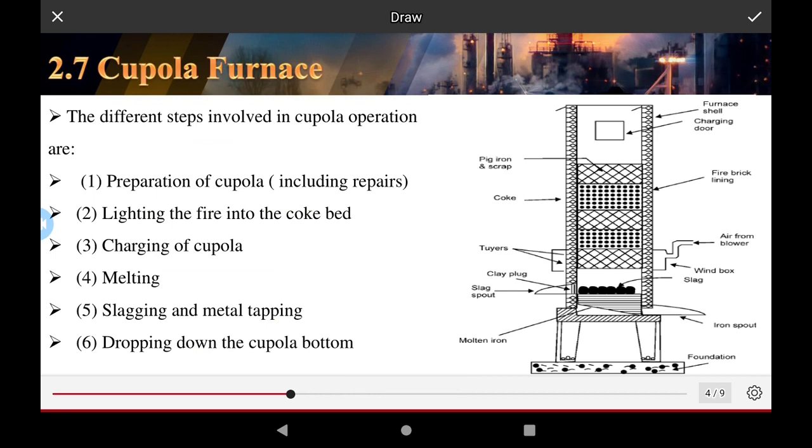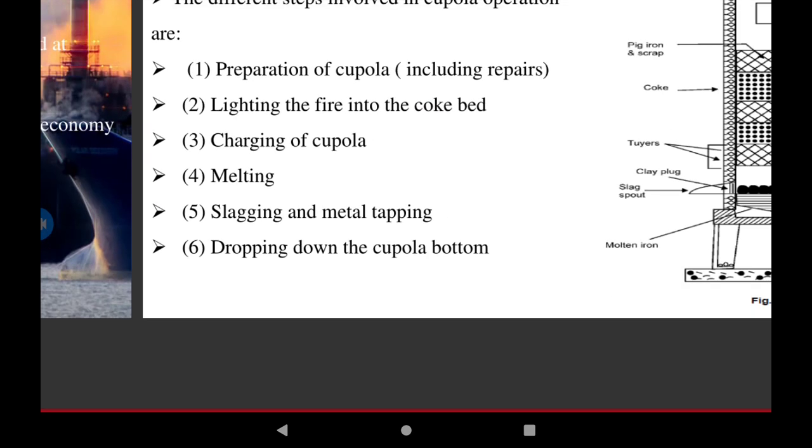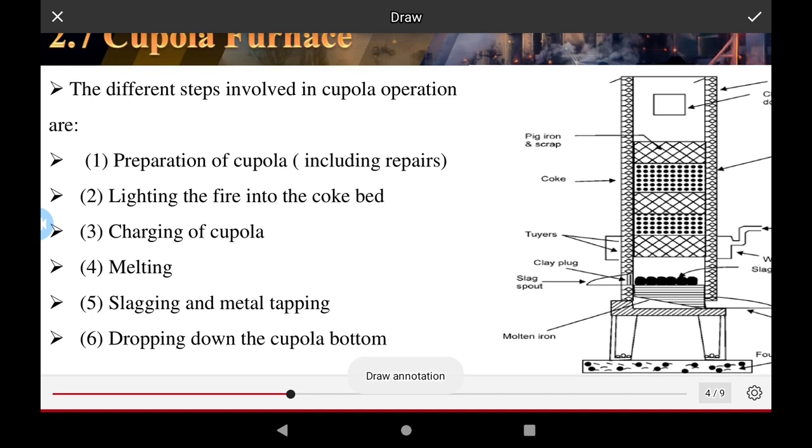Cupola furnace. The different steps involved in cupola operation are: preparation of cupola, including the repairs, lighting the fire in the coke bed, charging of cupola furnace, melting and slagging the metal, slagging and metal tapping, and dropping down the cupola bottom.